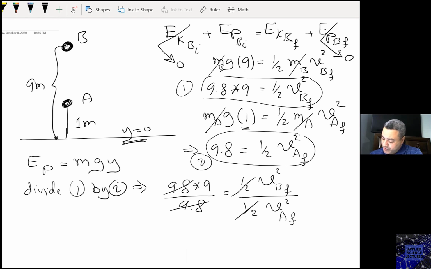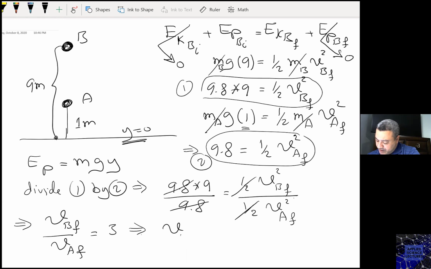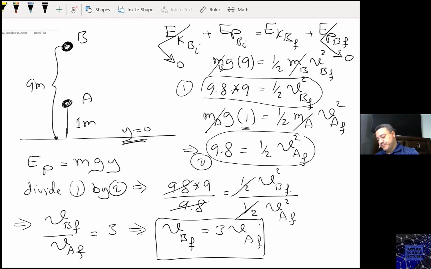Now take the square root for both sides. I get VBF divided by VAF equals 3, which means that the velocity for apple B would be 3 times the velocity of apple A. And this is expected because apple B is higher than apple A, which means it will have higher velocity once it reaches the ground because the distance is longer.